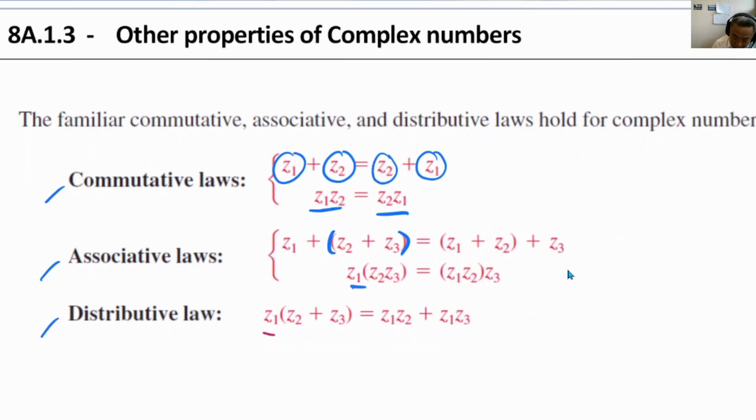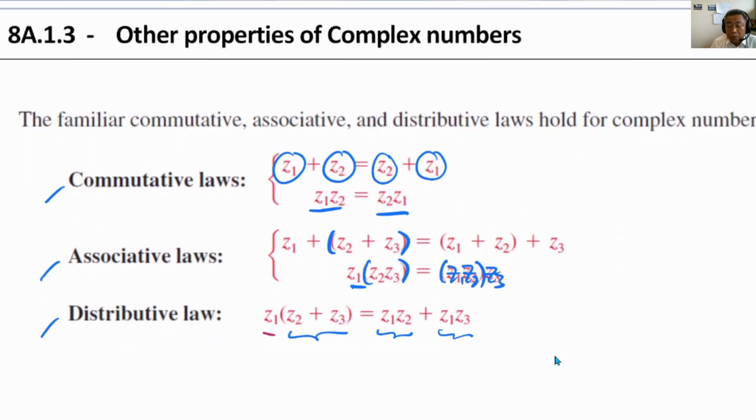In multiplication, the example is that z2 is multiplied with z3 first. This answer is then multiplied with z1. It doesn't really matter. We can do z1 multiplied by z2 first and then multiplied by z3. So the brackets do not matter for multiplication for complex numbers. Finally, for distribution, we have the bracket holding up z2 plus z3, and we have z1 multiplying this solution. Well, it doesn't really matter. We can open up the bracket, and we have z1 multiplied by z2 plus z1 multiplied by z3. So this is the distributive law.